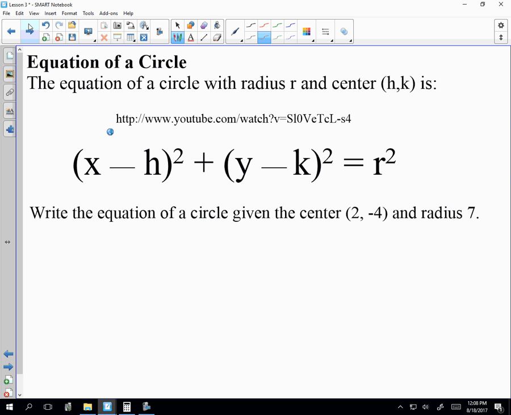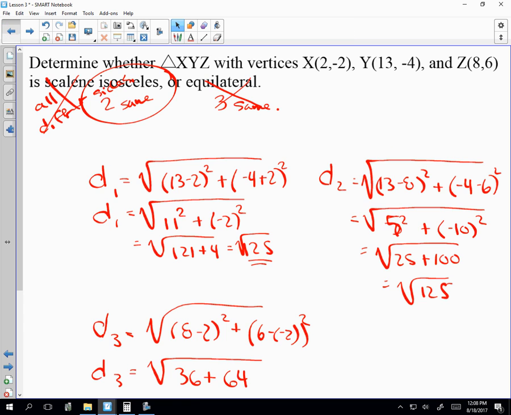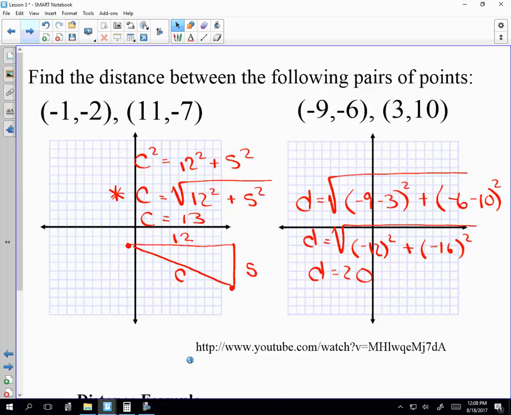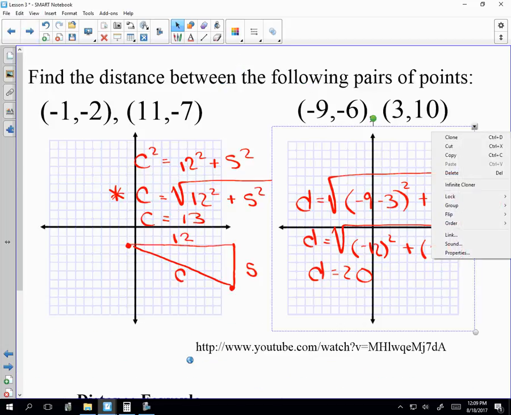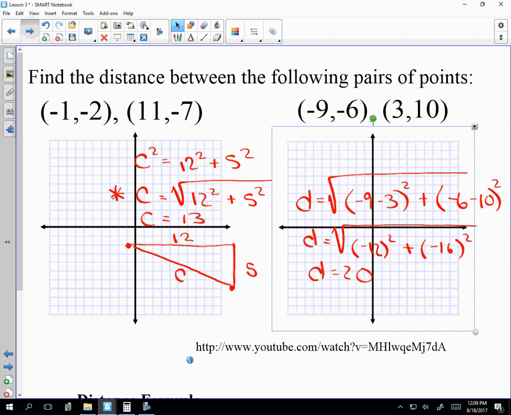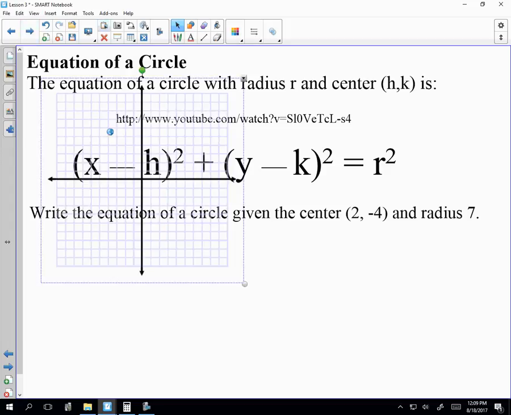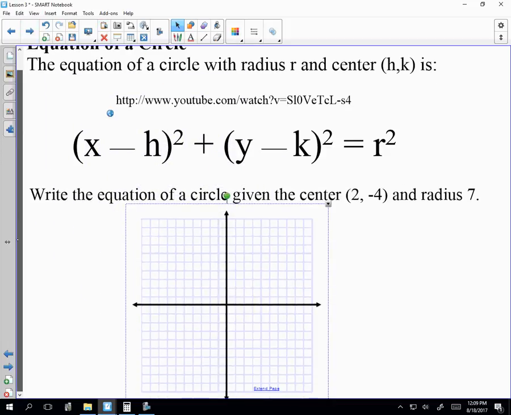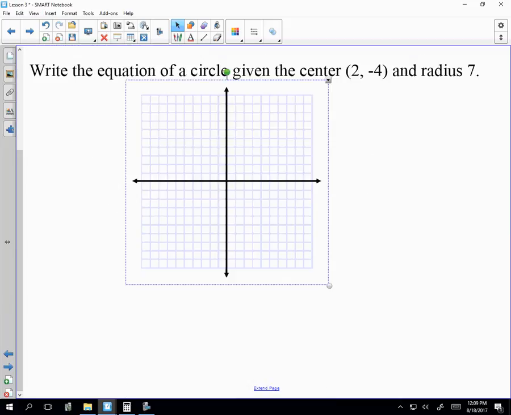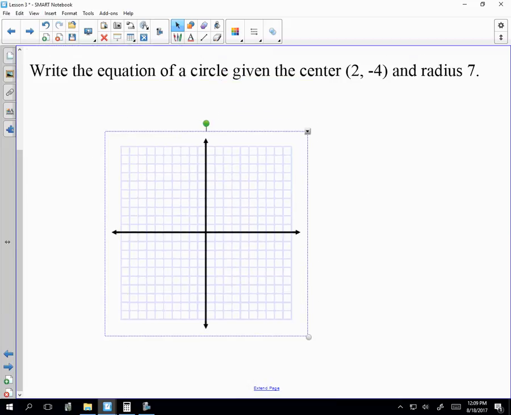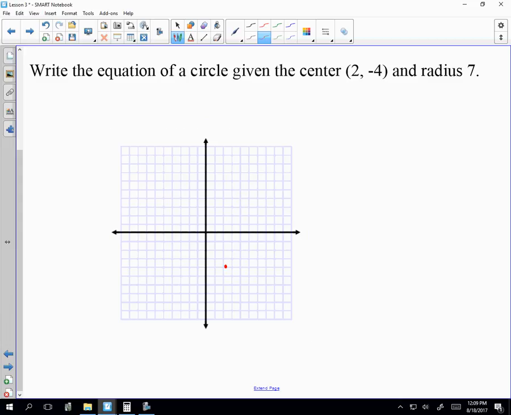Okay, the equation of the circle is just like what we've seen before. And I'm actually going to go back and grab this grid paper so we can see what we're looking at here. I'm going to copy that, and we'll paste it here. Okay, so when we're looking at a circle, it always has a center and a radius. So the center of this circle is at 2, negative 4. And it's got a radius of 7.